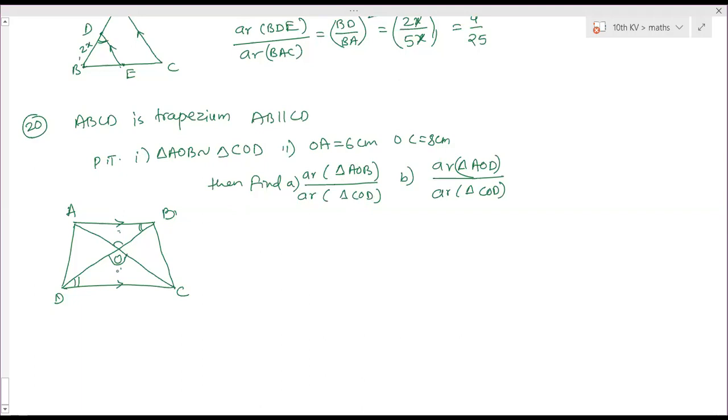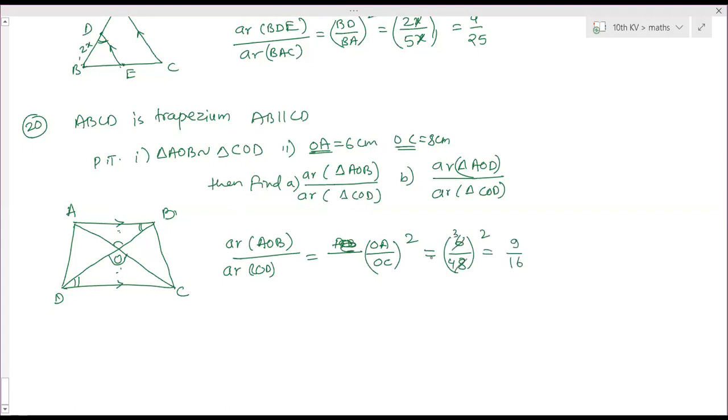Now we have to take the ratio of AOB by COD. Just now we have proved AOB and COD similar. So directly you can take the ratio of area of triangle AOB by area of triangle COD. Here we have been given the values of OA and OC, so take that ratio OA by OC whole square. OA is 6, OC is 8 whole square. 2 3s are 6, 2 4s are 8. So 3 by 4 whole square, that is 9 by 16.